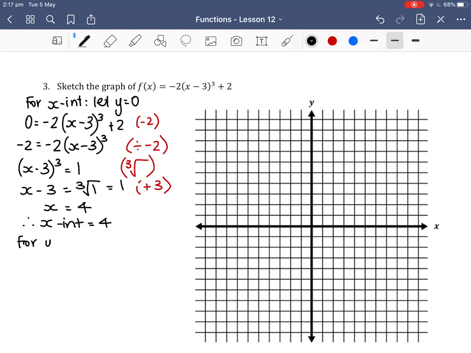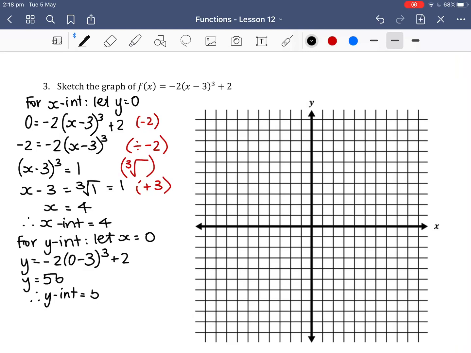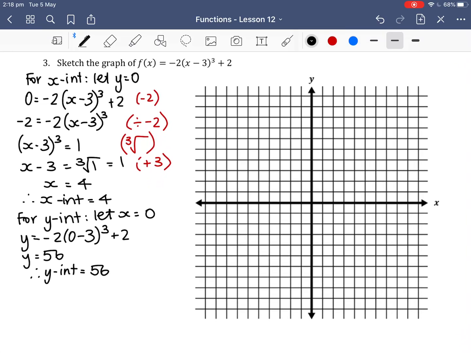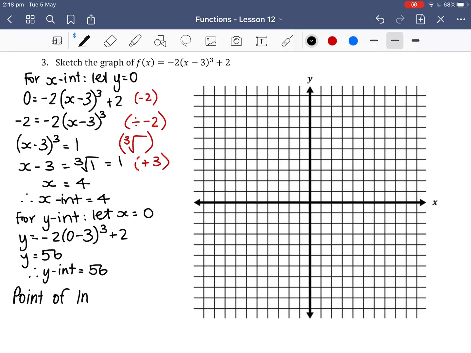For our y-intercept, we're going to let x equal 0. So we have y equals -2 bracket 0 minus 3 all cubed plus 2. And when we sub that into our calculator, we get 56. So therefore our y-intercept equals 56. Finally, we need to work out what our point of inflection is.